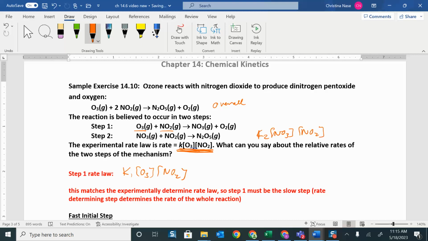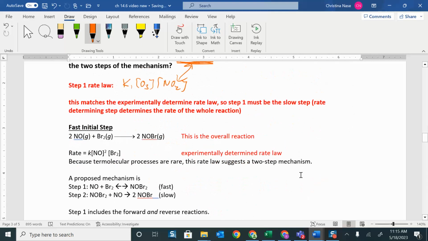Okay, so if I look at this reaction and look at the experimental rate law, I can see that these two match. So that means that first step must be the slow step, because that's the rate determining step. If the experimental rate law matches the rate law of the first step, then I know that one's slow. If the second step was slow, that means the first one's fast. That gets a little bit trickier, and that's the one we're going to do next.